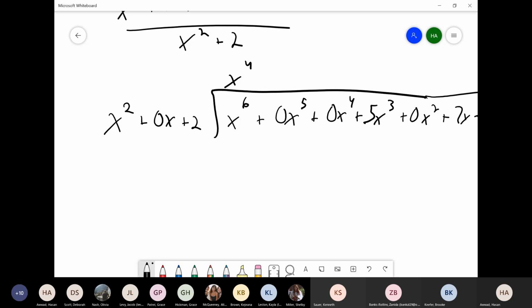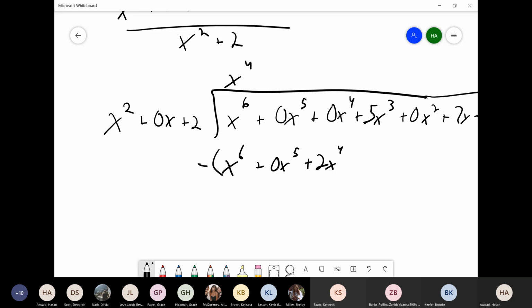So when we multiply it against the entire divisor, we get x to the sixth, then x to the fourth times 0x is the same thing as 0x to the fifth, right? This is x to the first power. So when you do that multiplication, you add the exponents. So we have 0x to the fifth, and then you have x to the fourth times a positive 2. So this should give you plus 2x to the fourth.